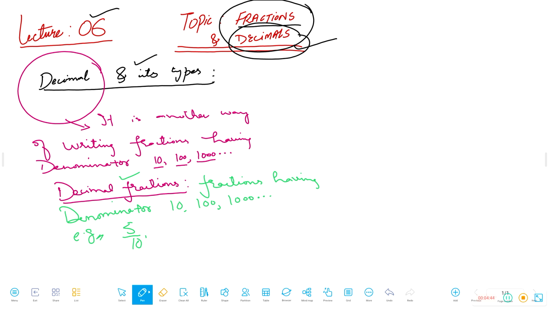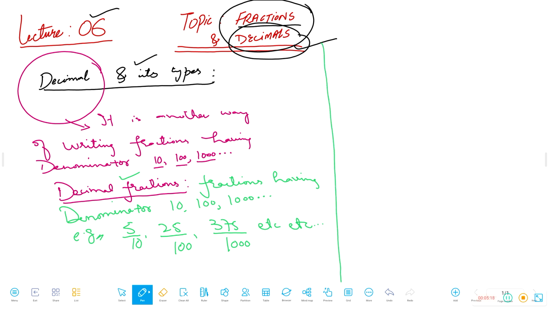Next, I am writing 25 by 100. Next, I am writing 375 by 1000. You can give plenty of such examples where you can keep more than 3 zeros as well. It's not only up to 1000, it can carry on to 10,000, lakh, 10 lakh. So you can carry it on. Now we will come to decimal numbers.